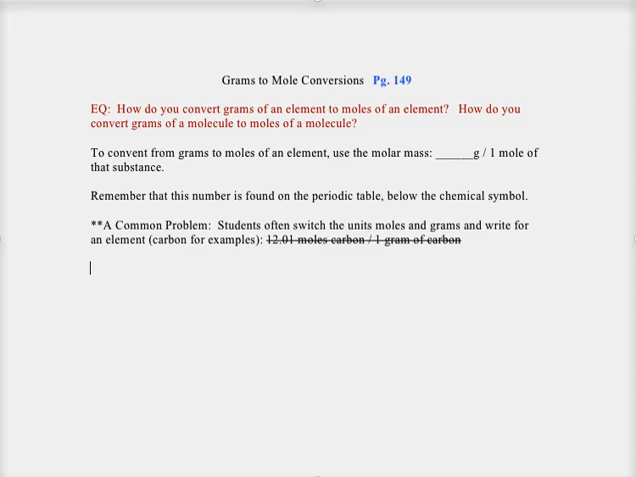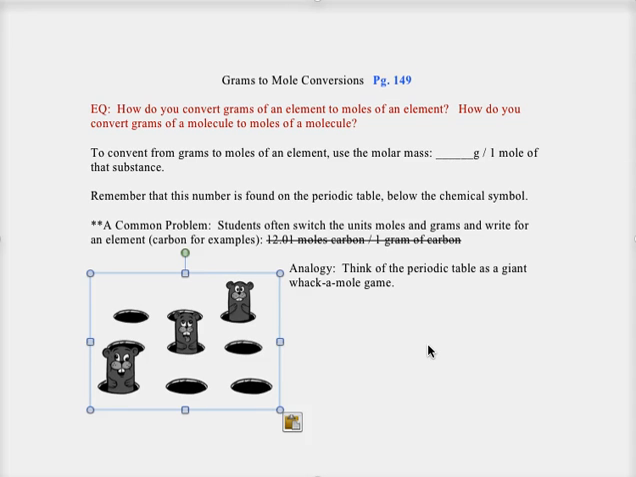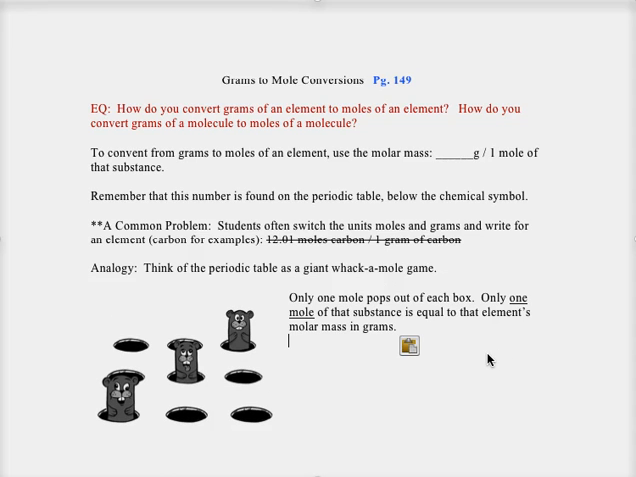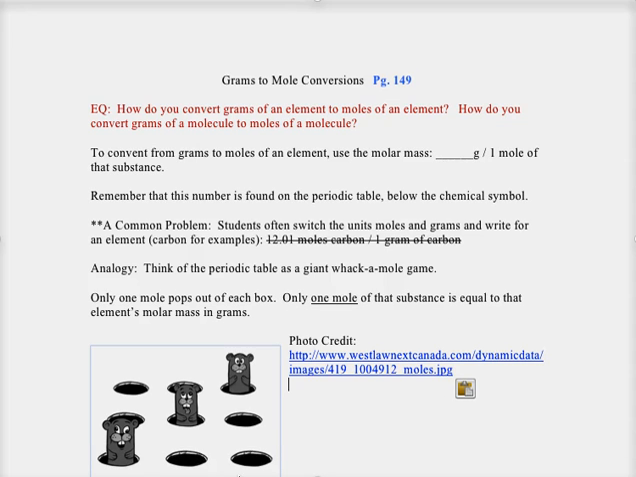So I want you to think of this analogy. Think of a giant whack-a-mole game. And the periodic table is like one big, giant whack-a-mole game. So in every whack-a-mole game hole, only 1 mole will pop out. So here's a picture. You see only 1 mole pops out of every little hole. And the periodic table is just like that as well. Every symbol on the periodic table represents 1 mole of that substance. So write this part down. Only 1 mole pops out of each box. That means only 1 mole of that substance is equal to that element's molar mass in grams. Every little mole on the periodic table has a different mass. All right, so in the interest of good practice, here is the photo credit for our molar mass game.